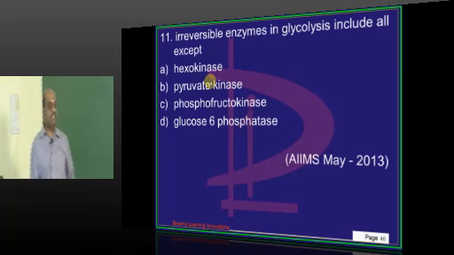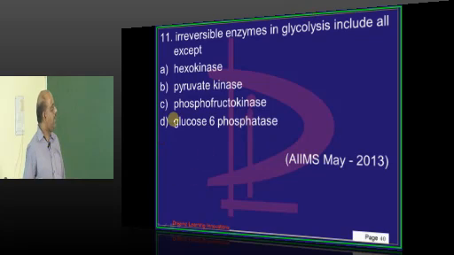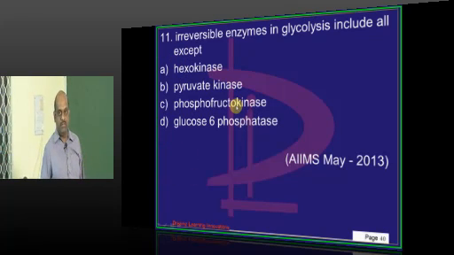What is the irreversible step in glycolysis? Is it the same question, doctor? Just tell me, because all the three are irreversible. They were all given. Is glucose 6 phosphatase there? There, right? Okay. So, except this D, all the remaining are fundamentally irreversible steps basically.